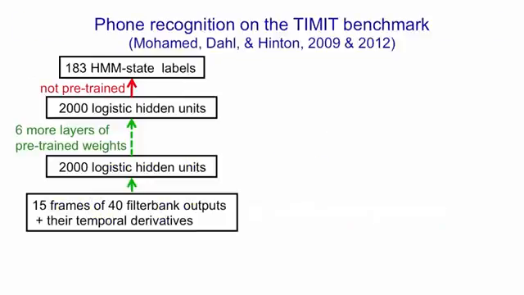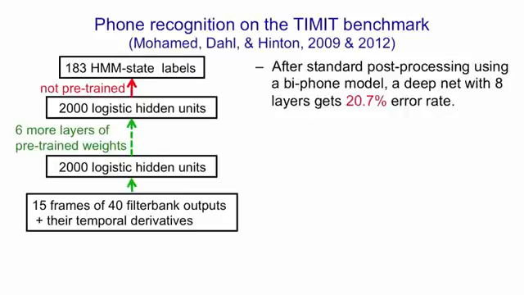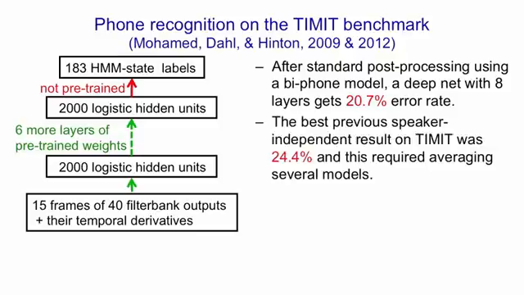So you may remember this picture from the first lecture. This was one of the examples I gave of the success of neural nets. It's the same picture. And back then, I said we could get down to 20.7% by pre-training and then fine-tuning with backpropagation, and that the previous speaker-independent record on TIMIT was 24.4%, which actually required averaging several models.